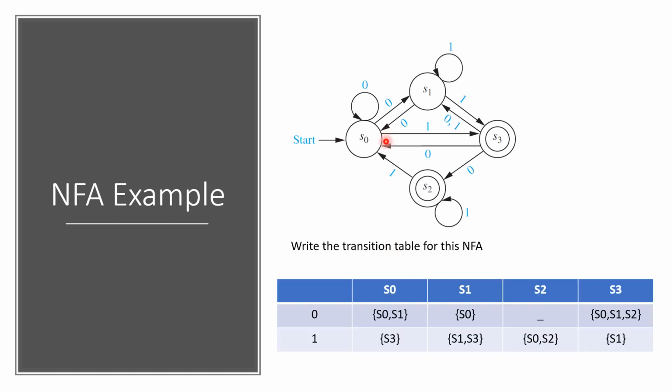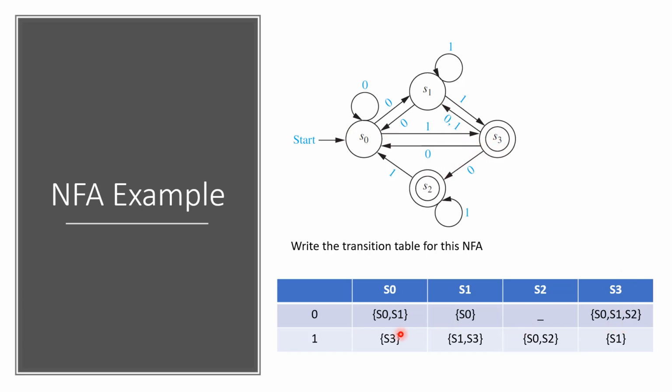So here's another example of an NFA. We can write the transition table for this NFA. Again, understand that if you're in S0 and you see a 0, you either stay in S0 or you go to S1. Like if you're in S3 here, if you see a 0, you go to S2 or S1 or S0.